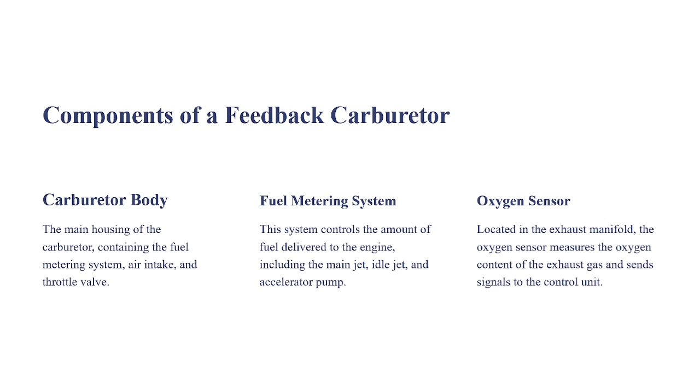The next one, fuel metering system. This system controls the amount of the fuel delivered to the engine, including the main jet, idle jet, and the accelerator pump. In fuel metering system, it is responsible for delivering the correct amount of fuel to the engine based on the airflow and the engine operating condition.